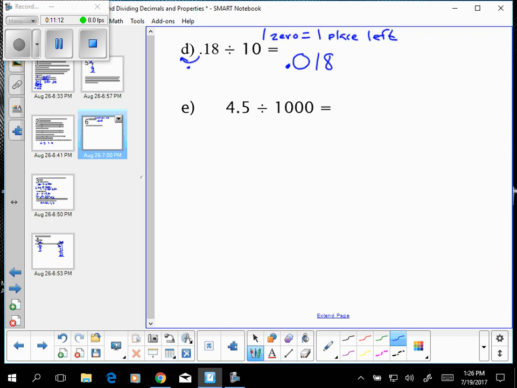You try E. How many places are you going to move the decimal point? 3. What's my final answer going to become? 0.0045. If you want to draw that out, it's 1, 2, 3. Notice there's 2 places to put zeros, and that's why I have inserted 2 zeros between the decimal point and the 4.